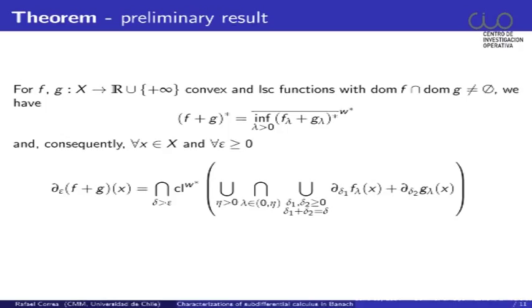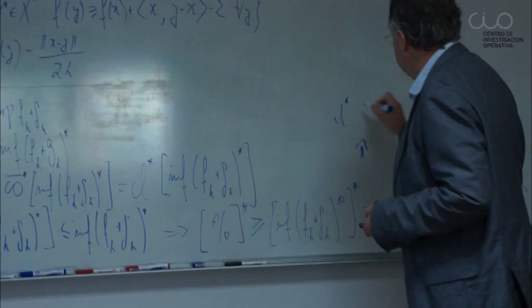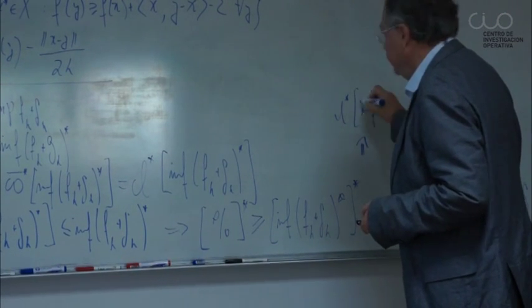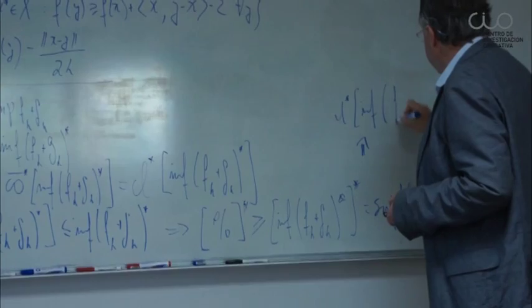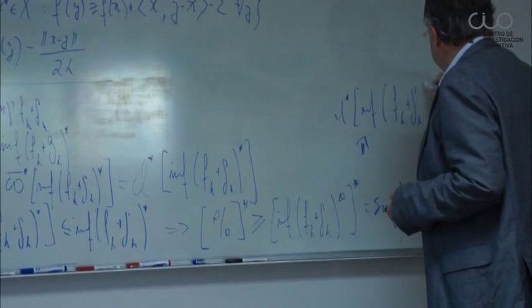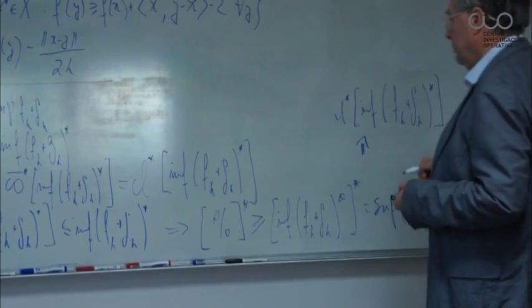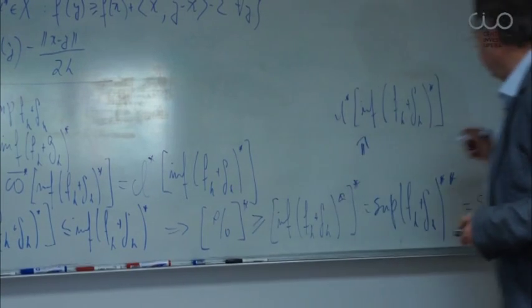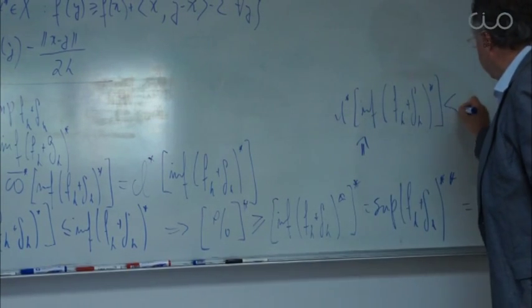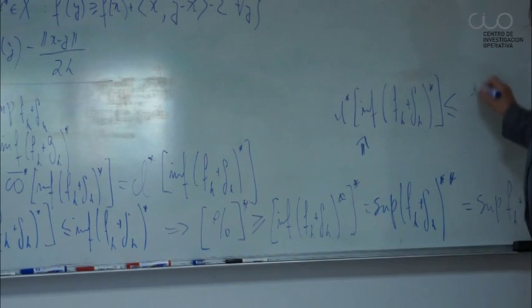We take conjugate again. If we take conjugate again, we have here the closure of the infimum of epsilon, star, because the double star is less than f plus g star.